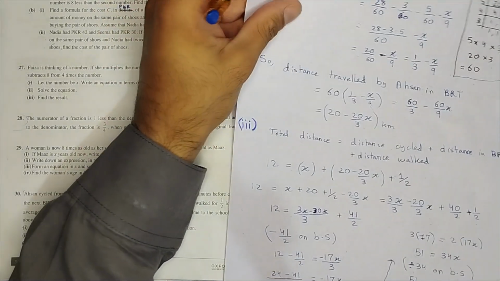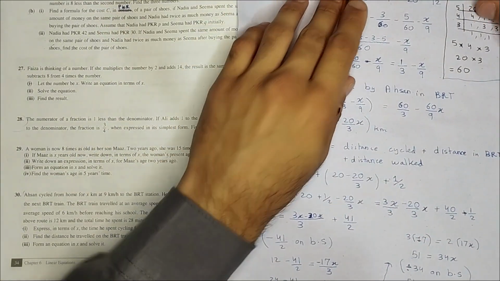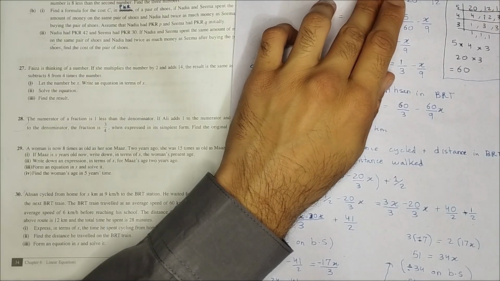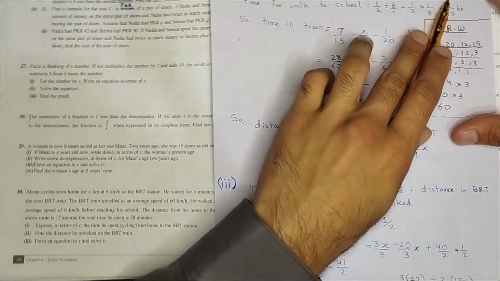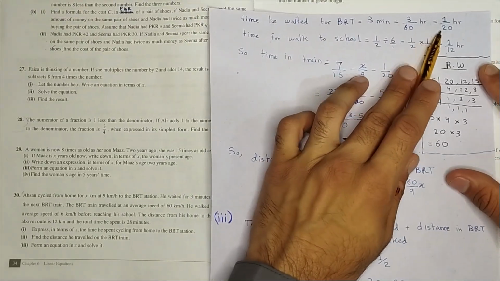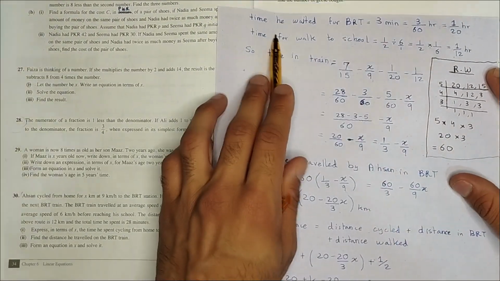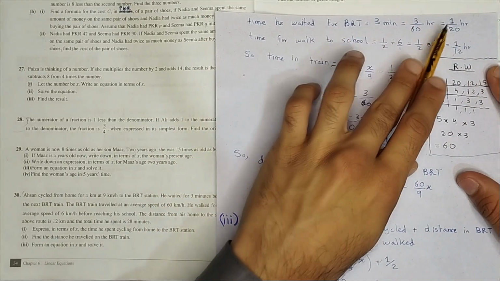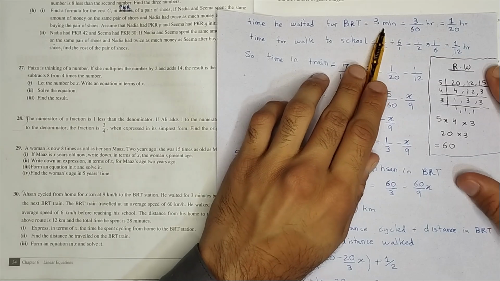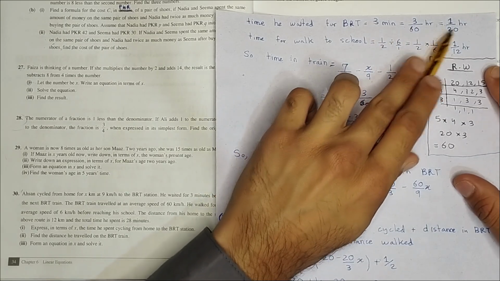Okay, so the time that he waited for the BRT: first we're going to convert the 3 minutes into hours, and what do I get? 1 by 20th of an hour. First we're going to convert the time he waited for the BRT, 3 minutes, into hours. When I convert 3 minutes into hours, I get 1 by 20th hour.